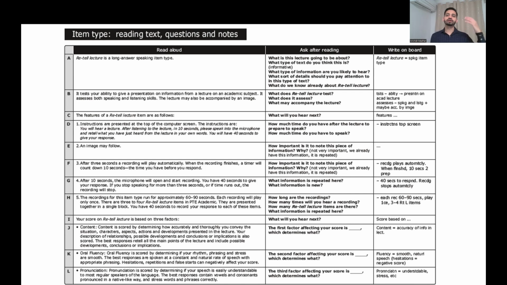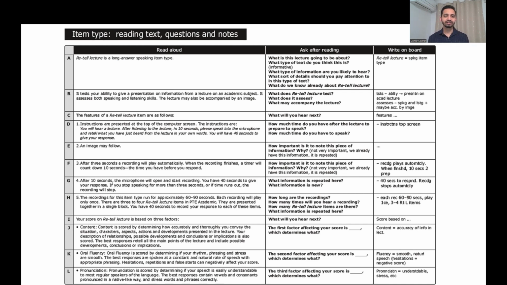You will be looking for scoring, you will be looking for the skills that are tested, all of these things you will be looking for. What do we know already about Retell lecture? If you had any background information, that is something that you can use to help understand this lecture as well.